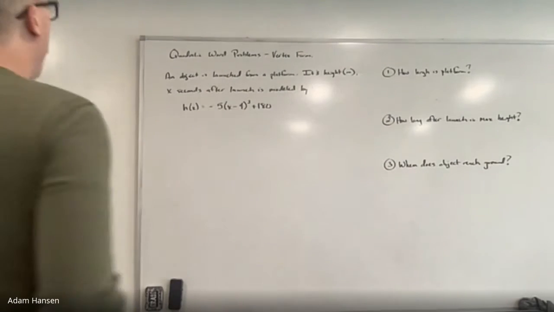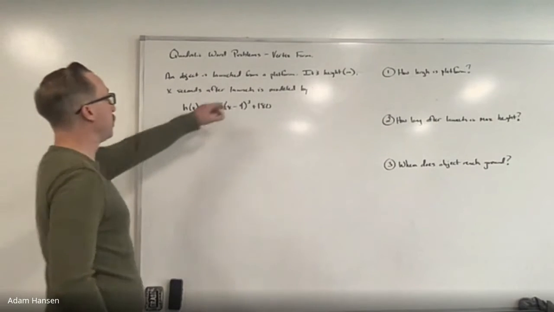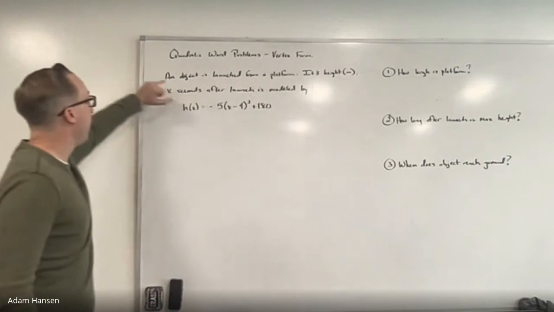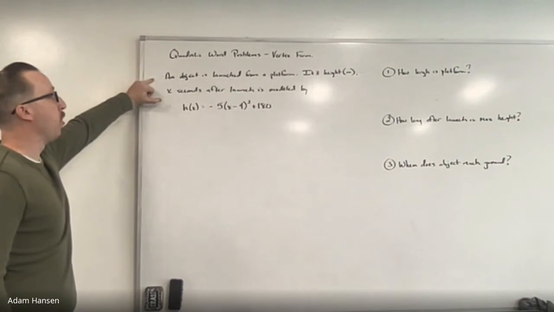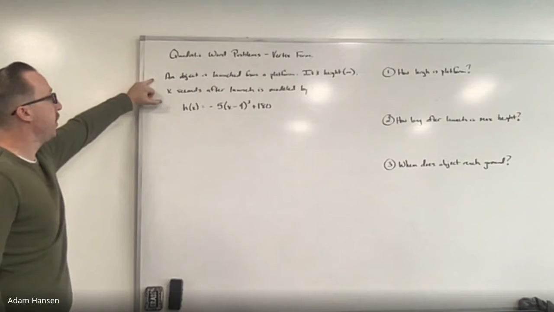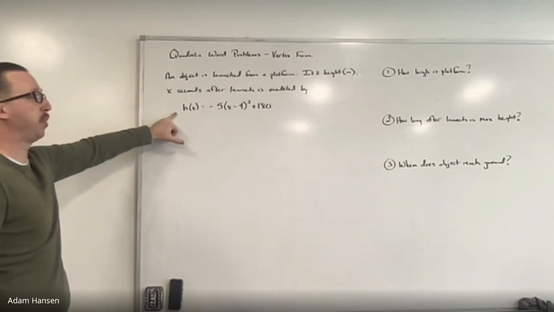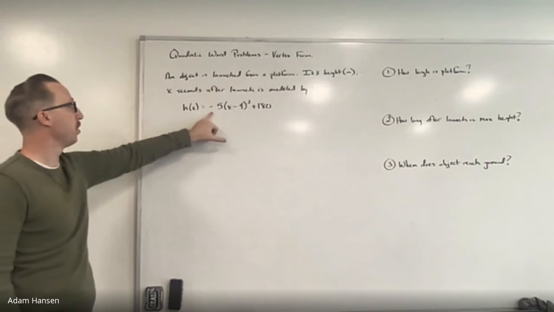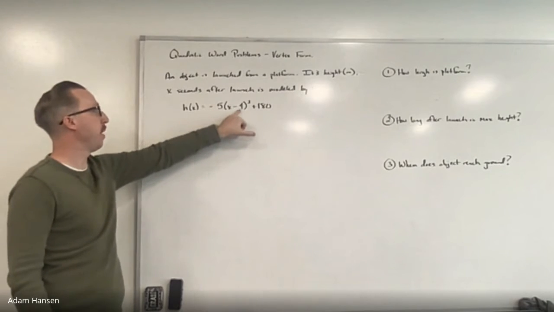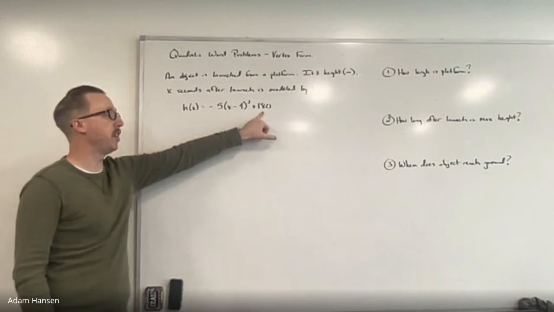All right. A couple of application questions for Vertex form problems. An object is launched from a platform. Its height in meters, x seconds after launch, is modeled by this expression: H of x equals -5 times (x minus 4) squared plus 180.